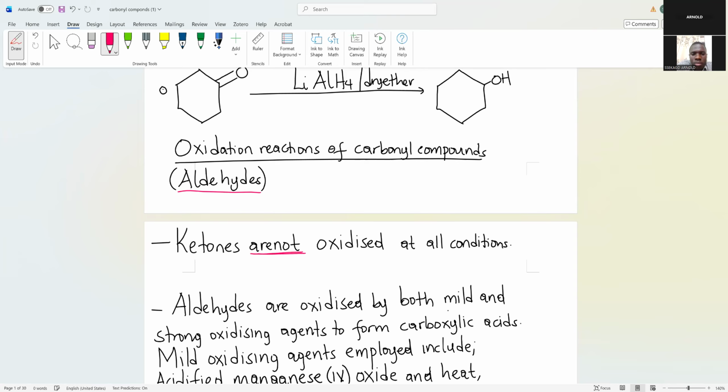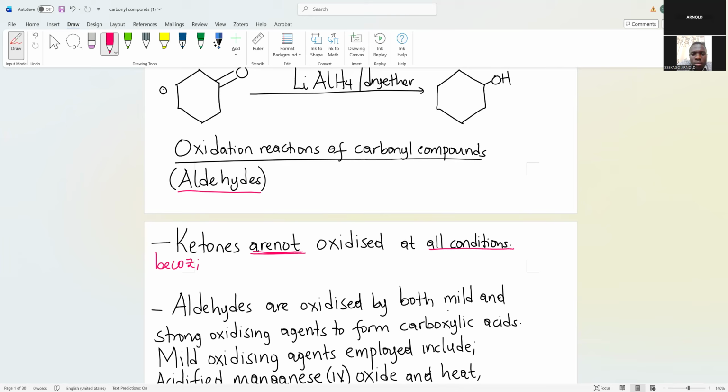This is critical and important in practicals. Ketones are not oxidized at all conditions. What I mean is that ketones are neither, I repeat, neither oxidized by both mild and strong oxidizing agents. Why? Ketones are not oxidized because of two reasons.